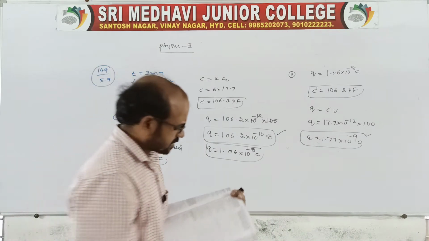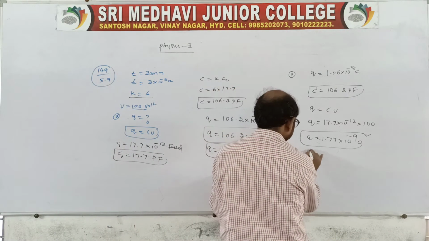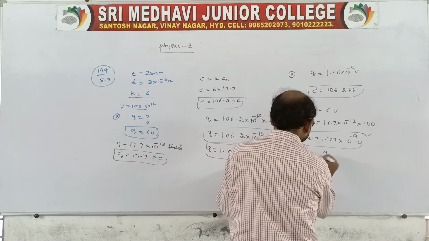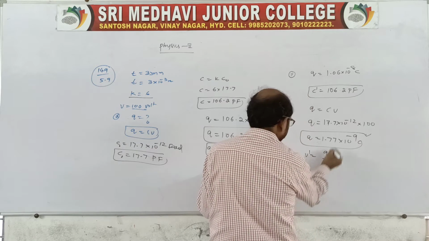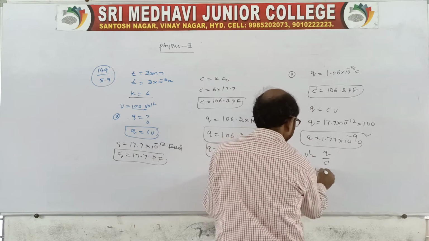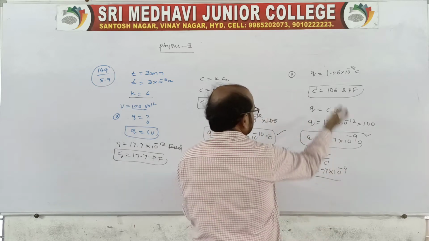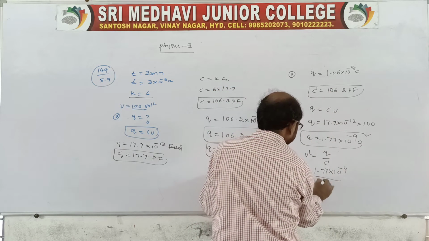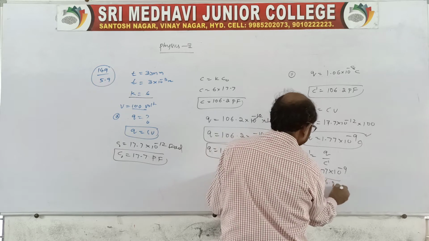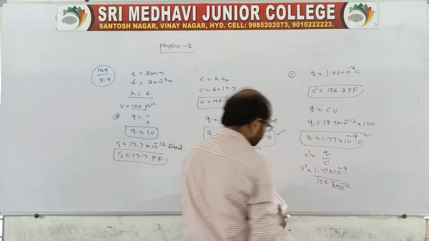Now you go for the V dash. V dash is equal to Q by C dash. So V dash is equal to Q, you take 1.77 into 10 power minus 9, by C dash. We know C dash, we got it, that is 106.2 into 10 power minus 12, right?